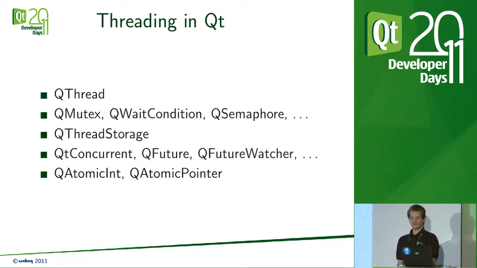So are you familiar with those classes? That's basically what Qt provides. Some low-level classes like QThread, QMutex, and so on, and some more high-level classes like Qt Concurrent, which I really recommend to use. And then those two classes at the end, QAtomicInt and QAtomicPointer, are the classes that I'm going to talk about when talking about lock-free programming.